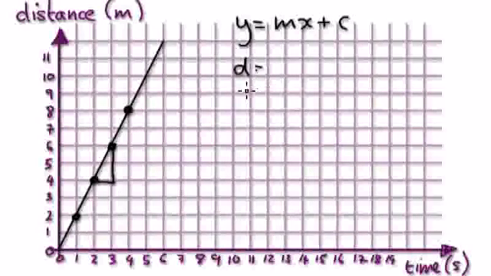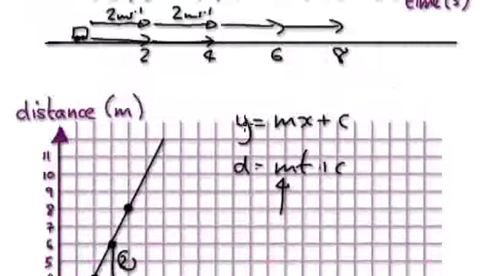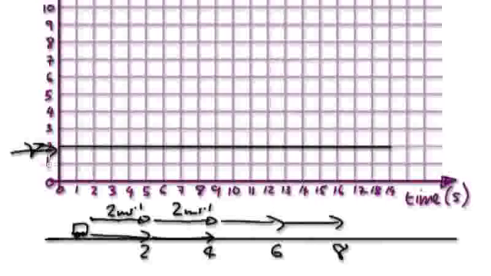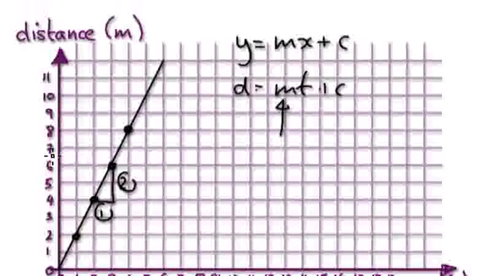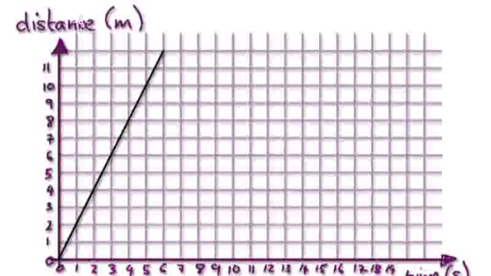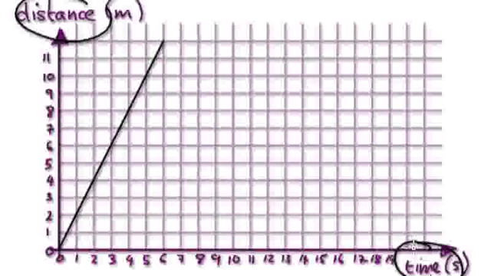Remember you could also change this to d equals m t plus c. But look at this here. The gradient here is 2. Look, 2 divided by 1. The gradient here is 2. So the speed is also 2. So my point is that when you're given a distance time graph, if you work out a gradient, it gives you the speed.